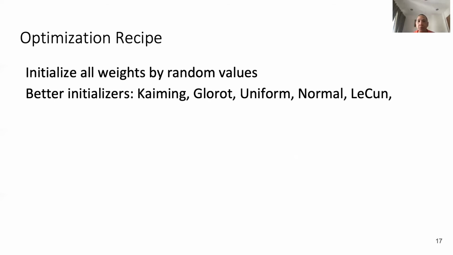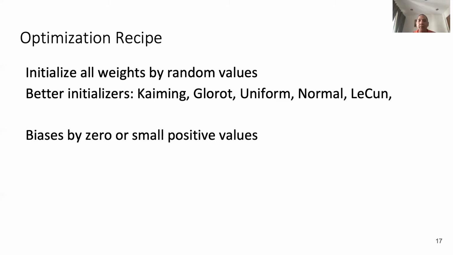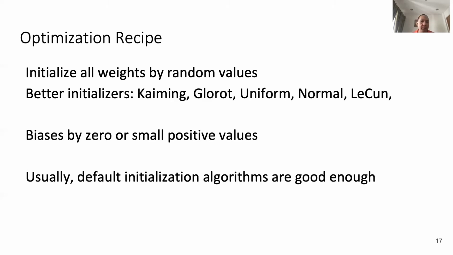Before using an optimizer, the following steps should be done. We initialize weights with small values. Better yet, we use initializers such as Glorot or Kaiming. Biases are set to 0 or small positive values. In the end, the default MLP initializers in PyTorch or Keras are good enough.